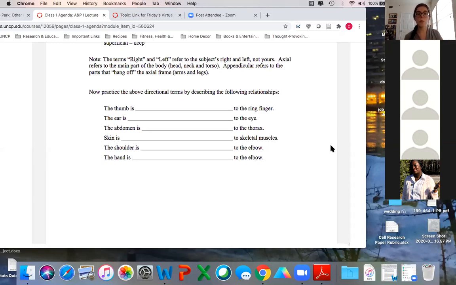And the reason we don't use superior or inferior is because say you put your arms up in the air, right? Now your hands are up. If your arms are down, your hands are down. Those inferior, superior words are going to change depending on how you're holding your limbs, but with proximal and distal, we don't have that issue, right? So we would say the shoulder is proximal to the elbow, but the hands are distal to the elbow.